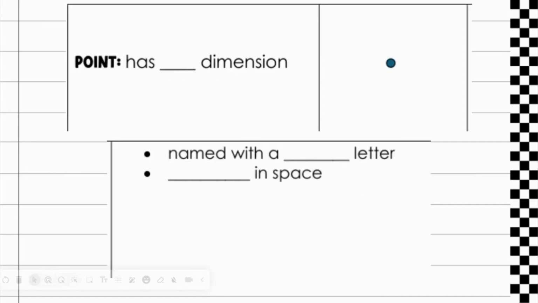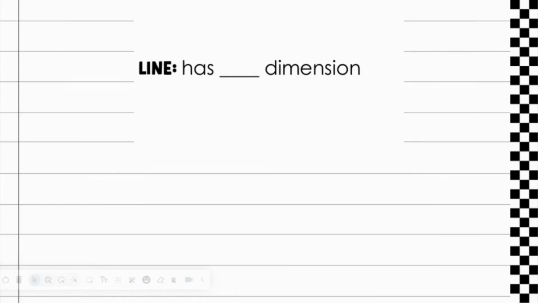A point is going to have 0 dimension. A point is just a location in space. You cannot measure a location in space. You can say where it is, like a GPS coordinate, but you cannot measure the location in space, okay? It is going to be named with a capital letter, for example, point A.